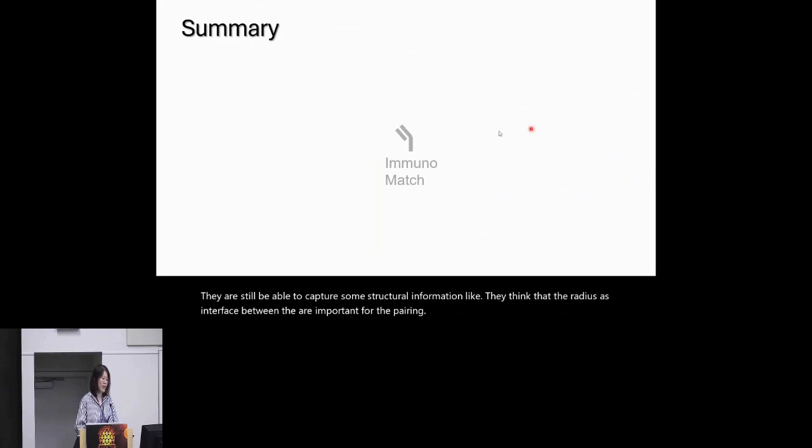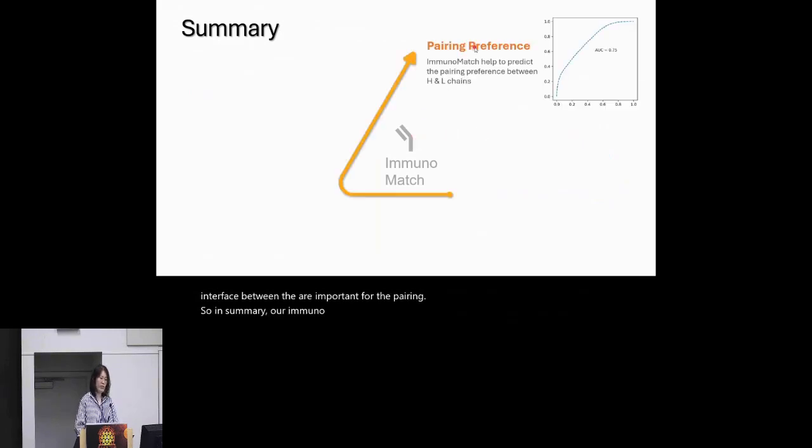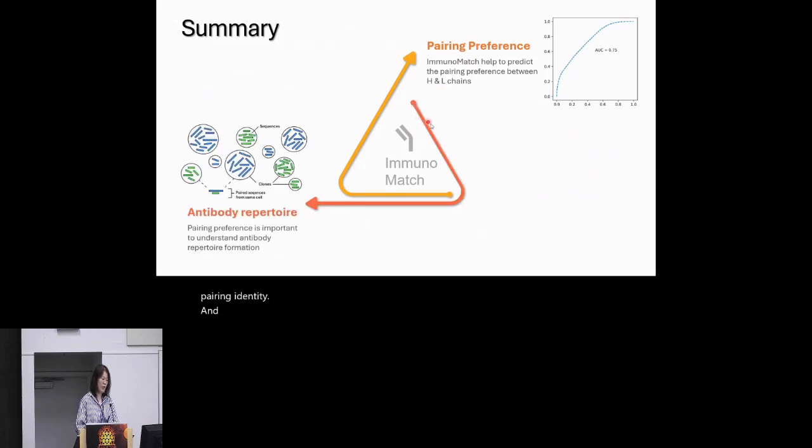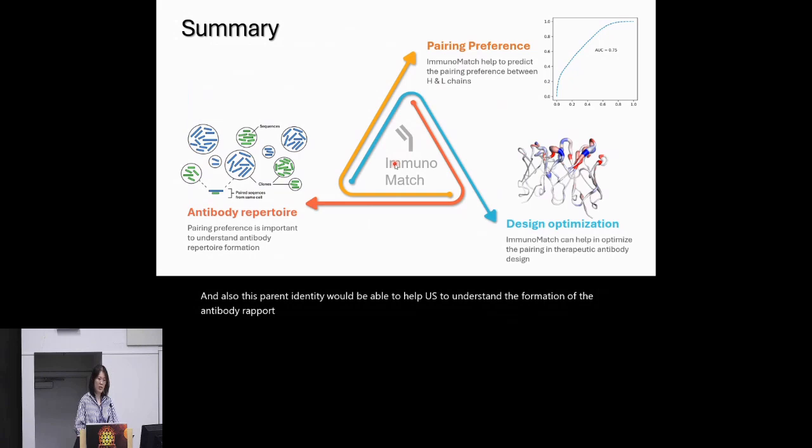So in summary, our ImmunoMatch tool is able to make predictions of the antibody pairing identity. And also, this pairing identity will help us to understand the formation of the antibody repertoire. We can also potentially use it to design better heavy light chain pairs in therapeutic antibody design.